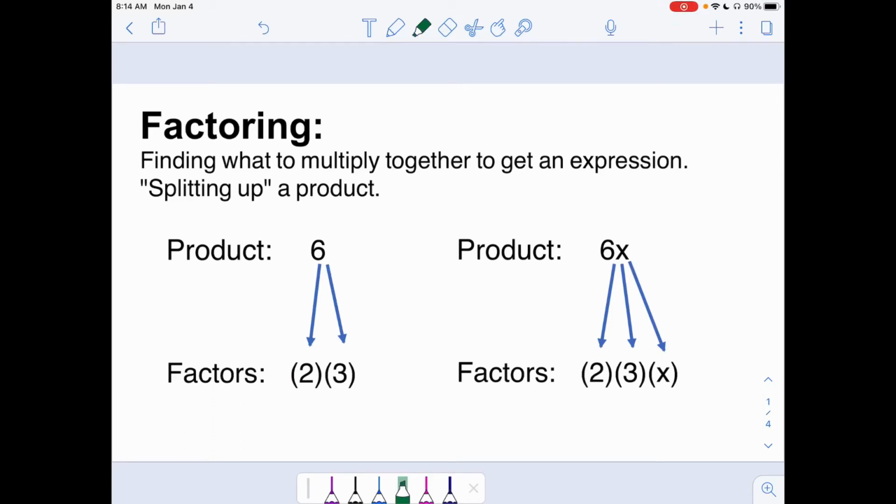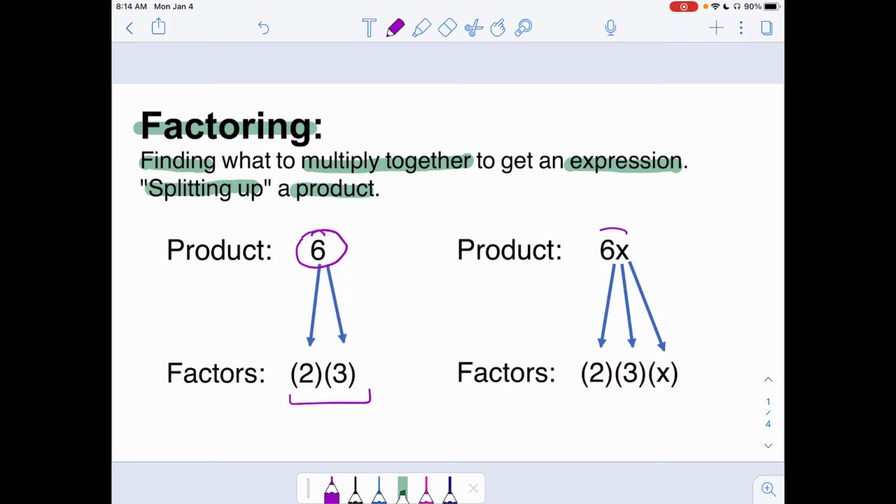Today we're going to learn all about factoring. Factoring is simply the process of finding what to multiply together to create our expression. Think of it as splitting up a product. For example, if my product is 6, the terms that multiplied to create it are 2 and 3. So this would be the factored form.